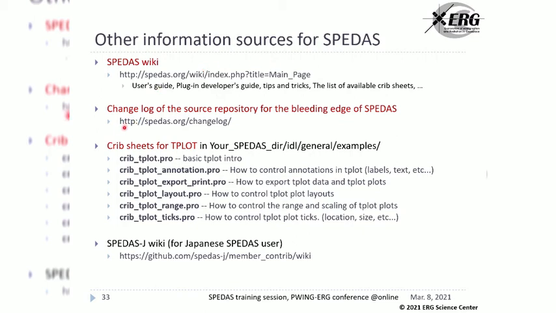And also, we can look at the change log of the source repository for the bleeding edge of SPEDAS on this web page. And there are several crib sheets, which are sample scripts for tplot, and the crib sheets are very useful for your analysis. Please look at the following directory. So there are several crib sheets. And for Japanese colleagues, please visit the following wiki page, with useful information summarized for SPEDAS.